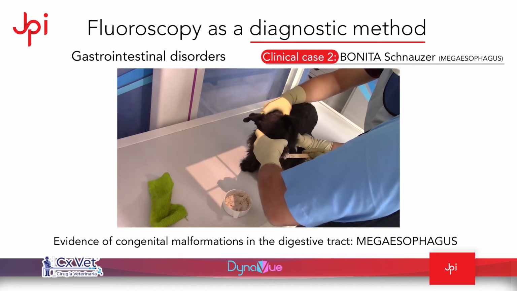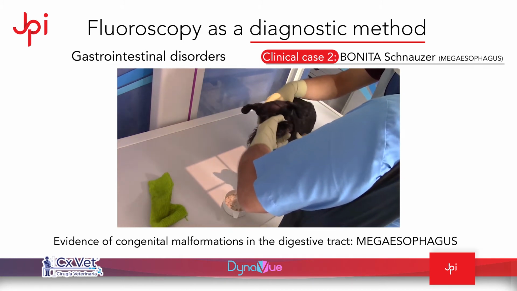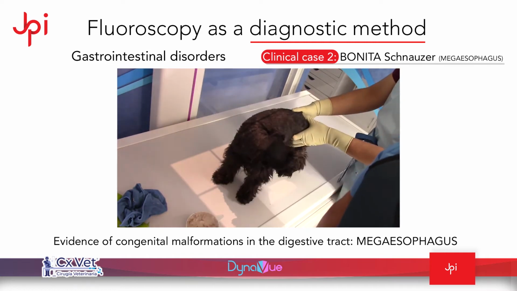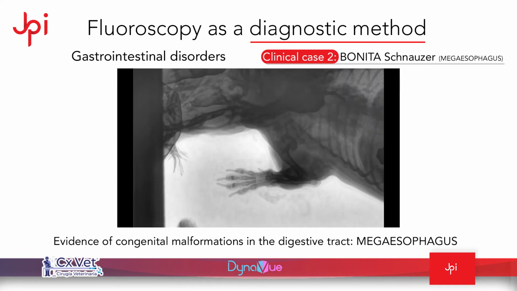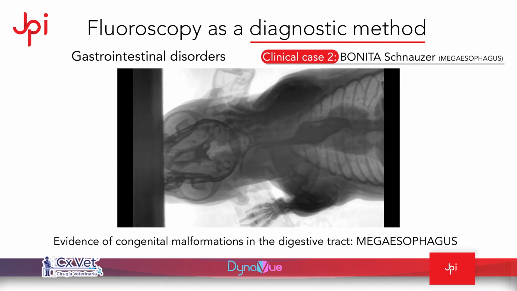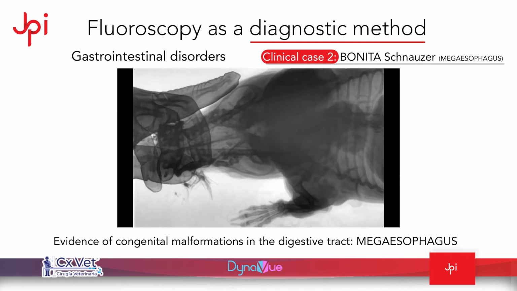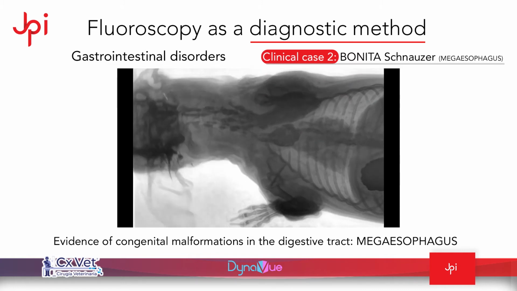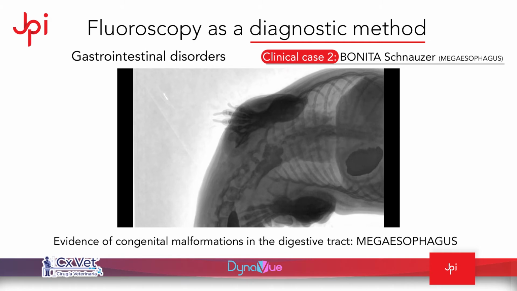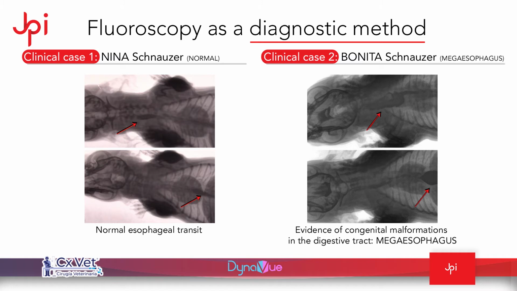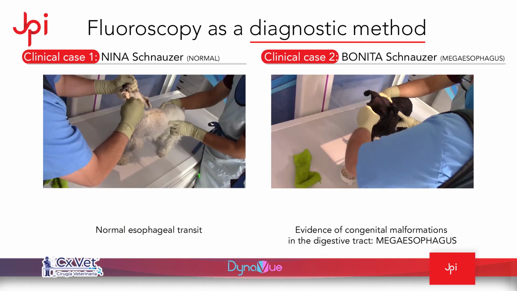Clinical Case 2. Comparatively with Clinical Case 1, Bonita presents a megaesophagus. Observe the transit of food in the esophagus as it is distended and its passage is slower. In these two images, we compare the esophageal diameter at the time of transit of the food bolus from the mouth to the stomach. We will watch both videos simultaneously in order to compare them.